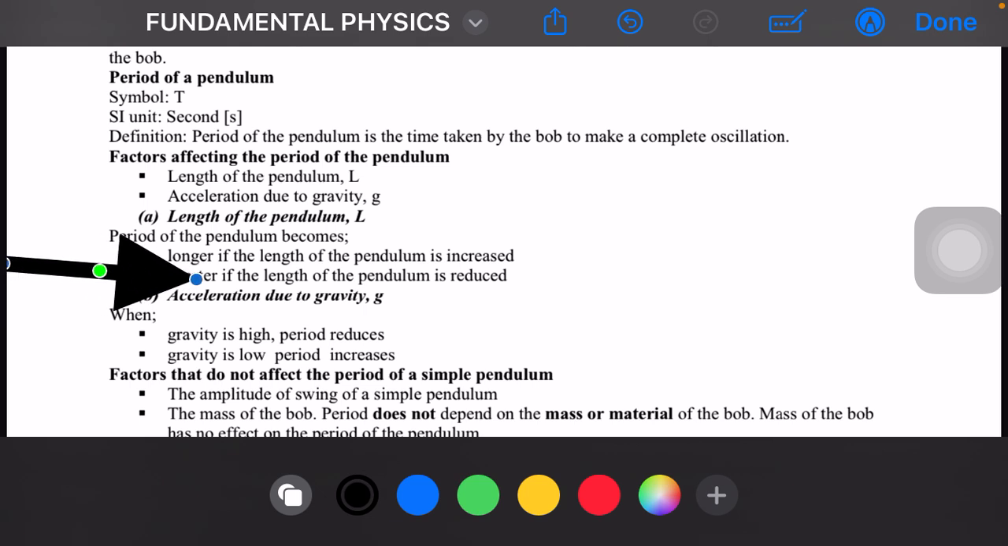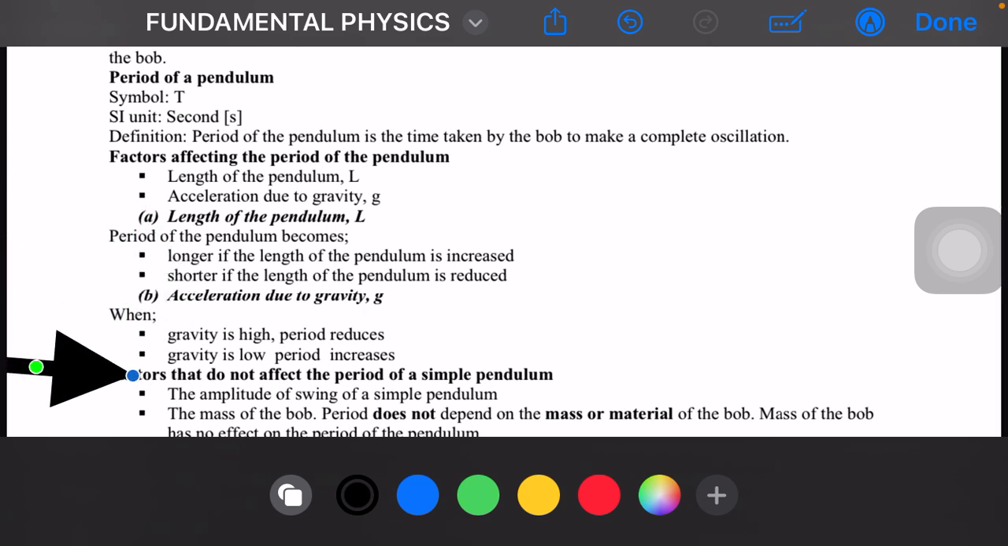The period of the pendulum becomes longer if the length of the pendulum is increased, and shorter if the length of the pendulum is reduced. Acceleration due to gravity: this is how it affects. When gravity is high, the period reduces. When gravity is low, the period increases.